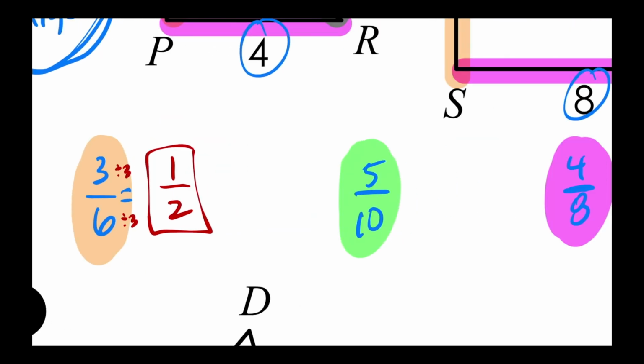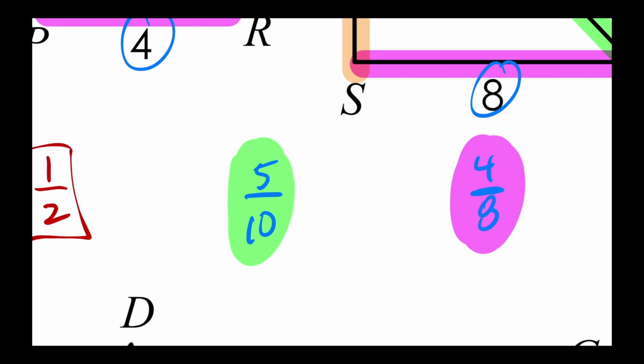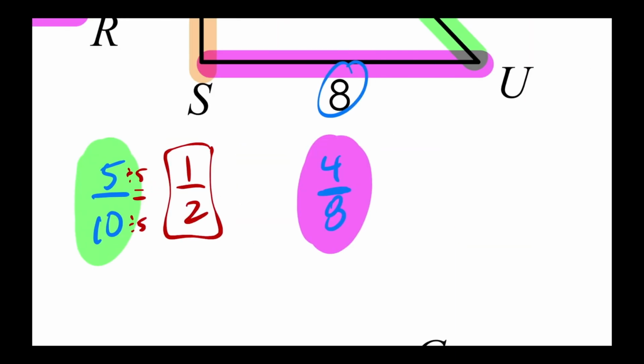Okay. Let's go over here to the green. Green, 5 over 10. How do I simplify 5 over 10? Divide by 5, because 5 is what I can divide both by, and I get 1 over 2. And that makes sense also, because 5 out of 10 means if you ate 5 out of the 10 slices of pizza, or you took 5 out of the 10 cookies, you took half of them. And then 4 over 8, good job. We divide by 4, and we get 1 over 2.